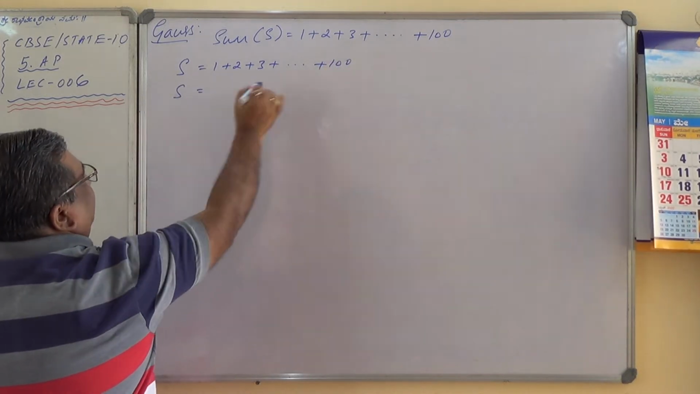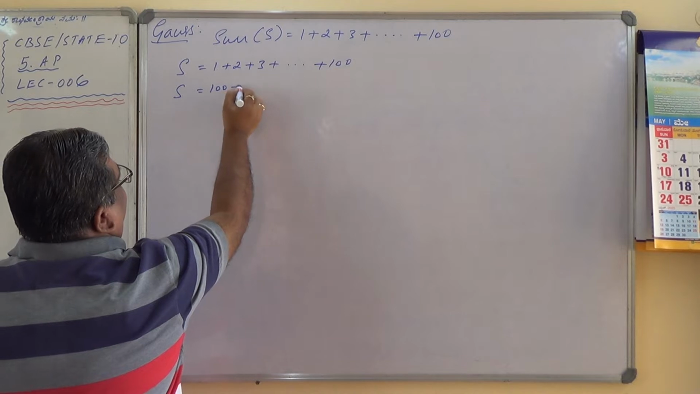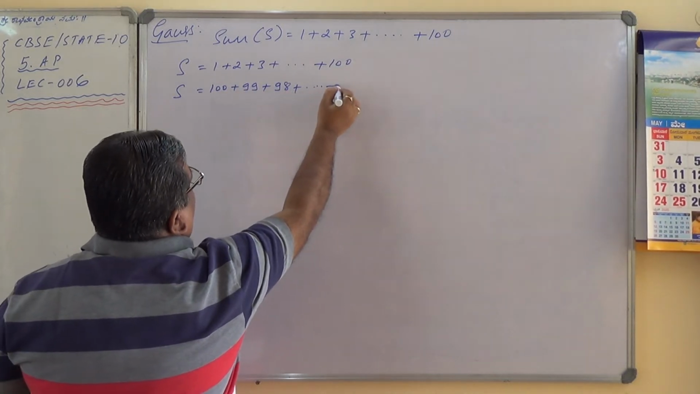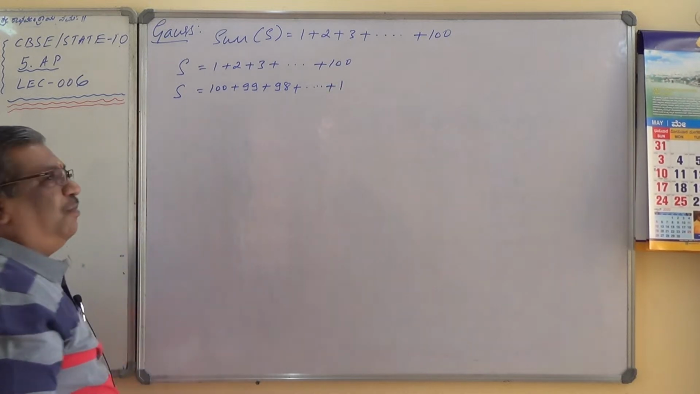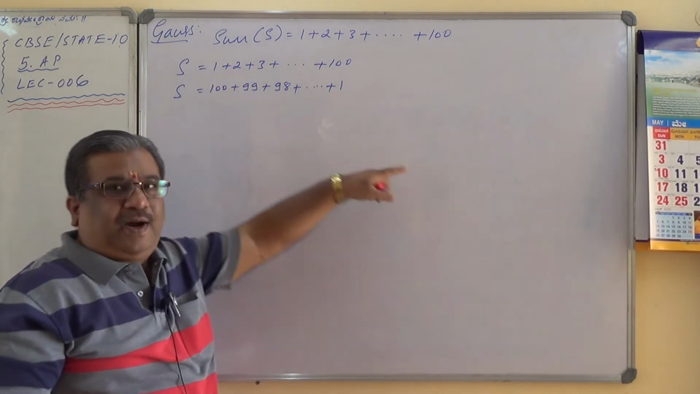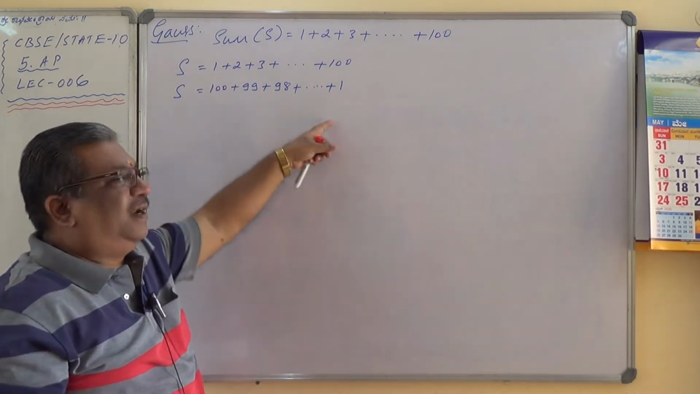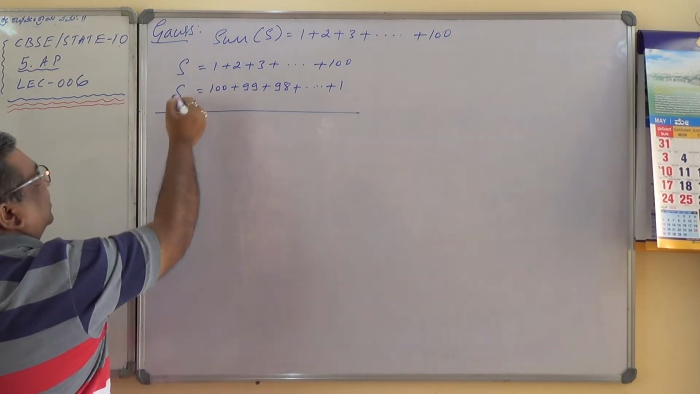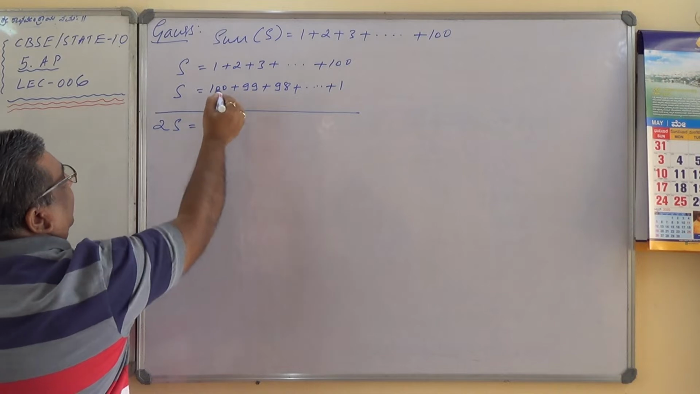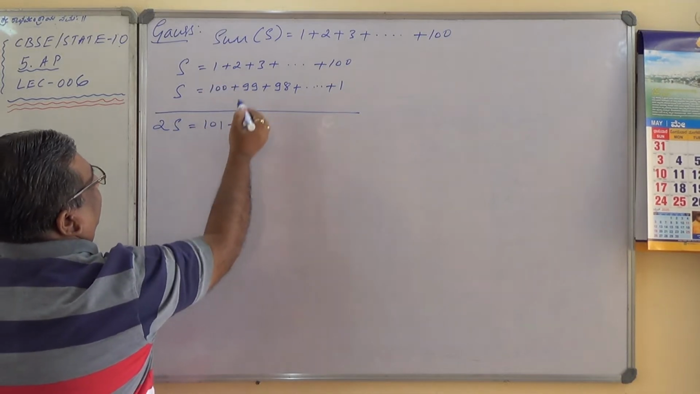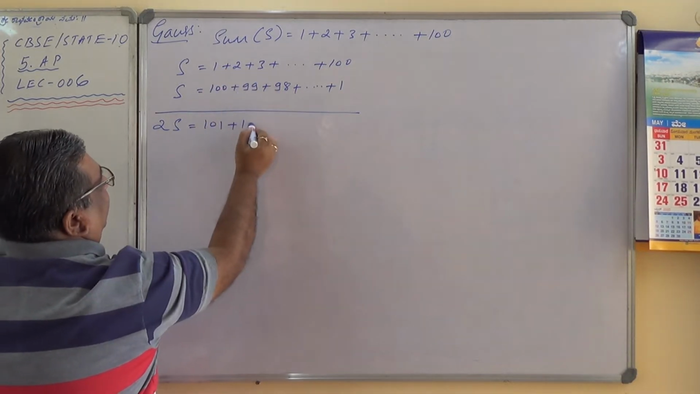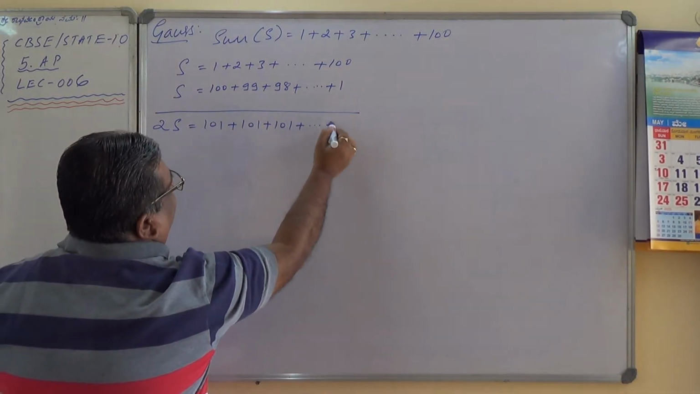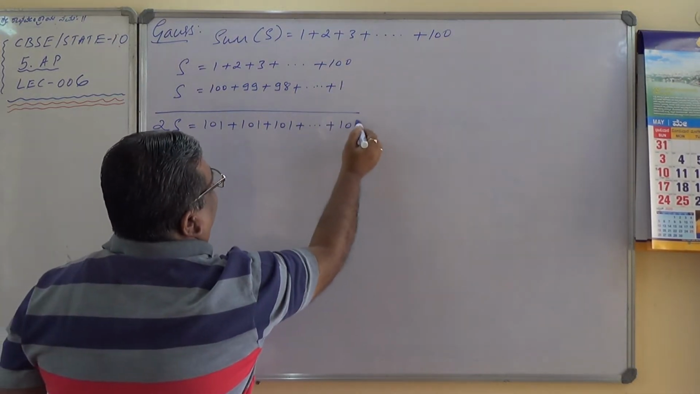Once again, the same sum can also be written as 100 plus 99 plus 98 plus dot dot dot plus 1. Both are same, no? Whether you sum it from 1 to 100 or 100 to 1, both are same. So he added these two. S plus S here, it is 2S. 100 plus 1, 101. 99 plus 2, 101. 98 plus 3, 101. Plus dot dot dot plus 100 plus 1, 101.